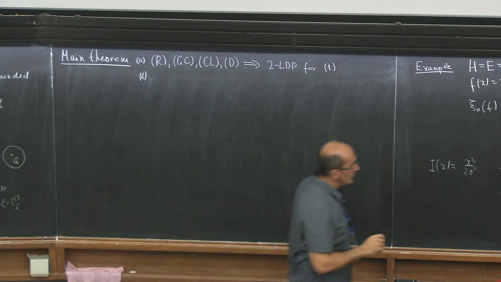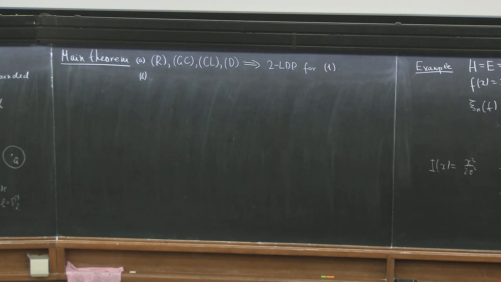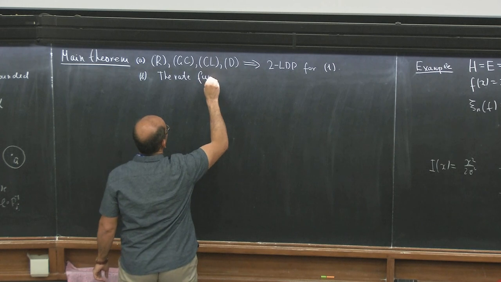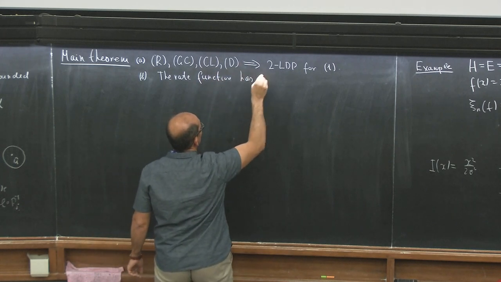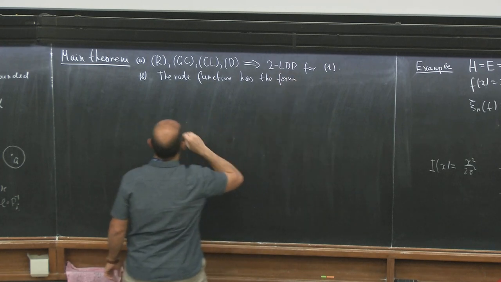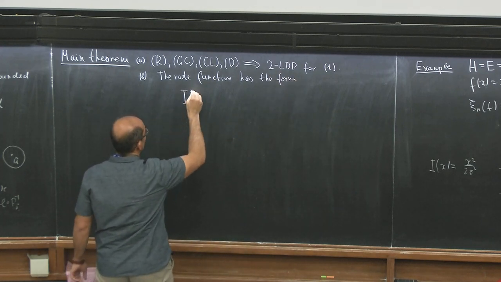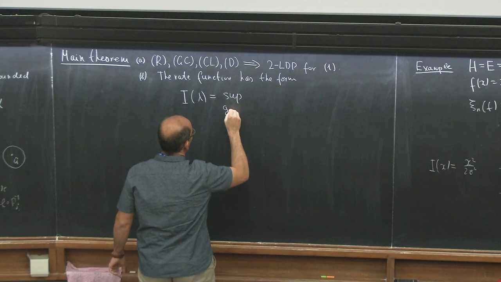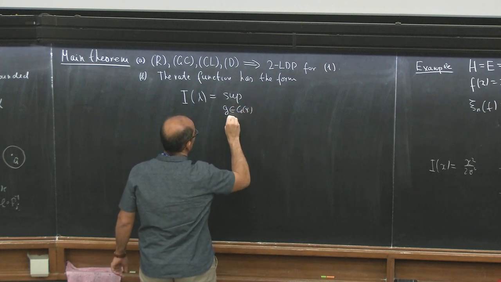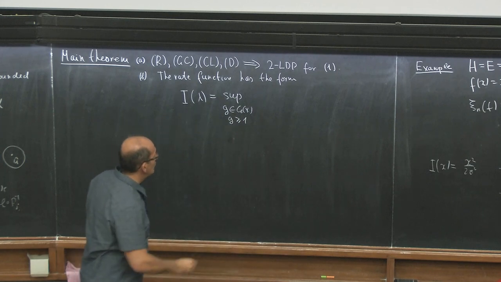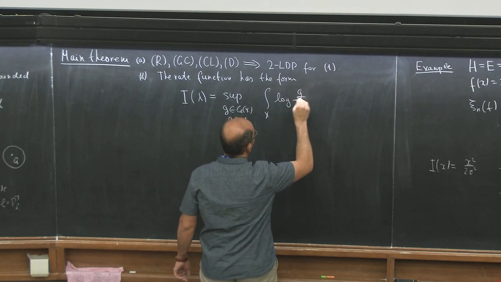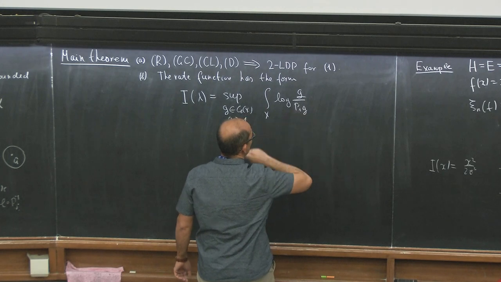The rate function which enters this inequality determines the large time asymptotics of these probabilities. The rate function has the form: it is a function on the space of measures. So I of lambda is equal to the supremum over all continuous functions g, let's say greater than 1, of the following integral over x of the logarithm of g divided by P1 of g. I will write in a second what this P1 is.